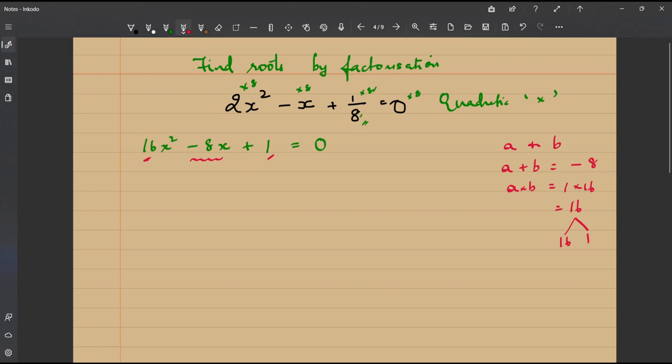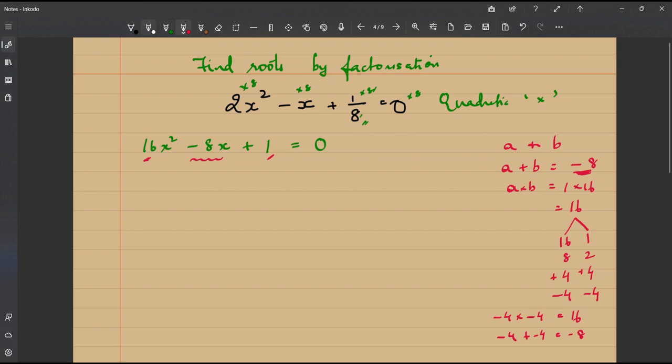16 and 1, of course, no way that they add up to 8. Let it be 8 and 2. 8 and 2 also will not add up to 8. Whatever we do with the signs, they are not going to add up to 8. So now we have 4 and 4. They definitely add up to 8. But plus 4 and plus 4 would not add up to minus 8. It would add up to plus 8. Let's have minus 4 and minus 4. So the product, minus 4 into minus 4, will give you 16, and the sum would give you minus 8, which is exactly what we require.